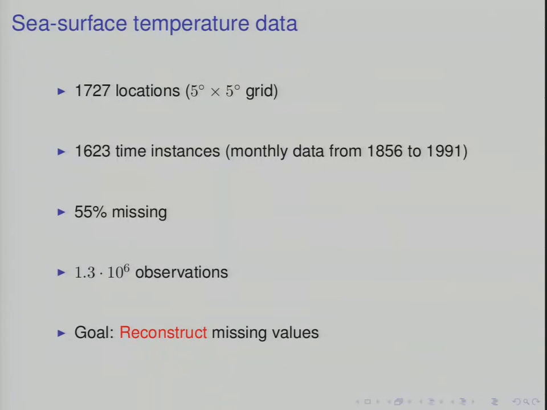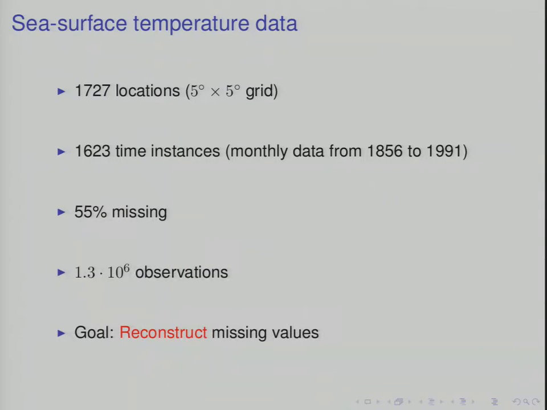So then a real world experiment. We had global sea surface temperature data. We have 1700 locations over the globe, 1600 time instances, but approximately half of the data is missing. Especially in the early years, the amount of missing data is significant. And so in total we have 1.3 million observations, which is quite a lot for Gaussian process regression. And the goal is now to reconstruct the missing values.